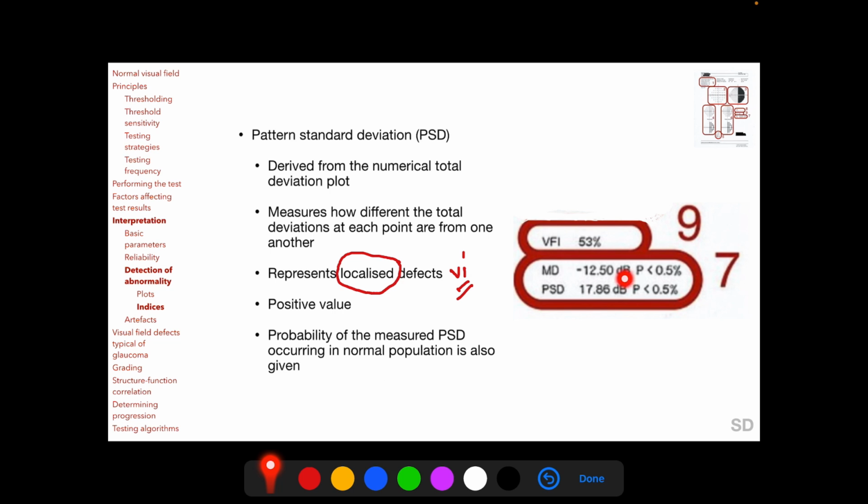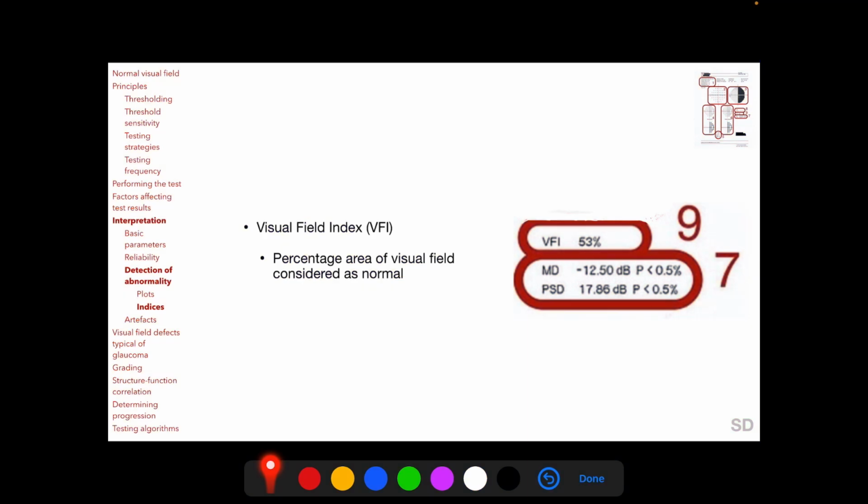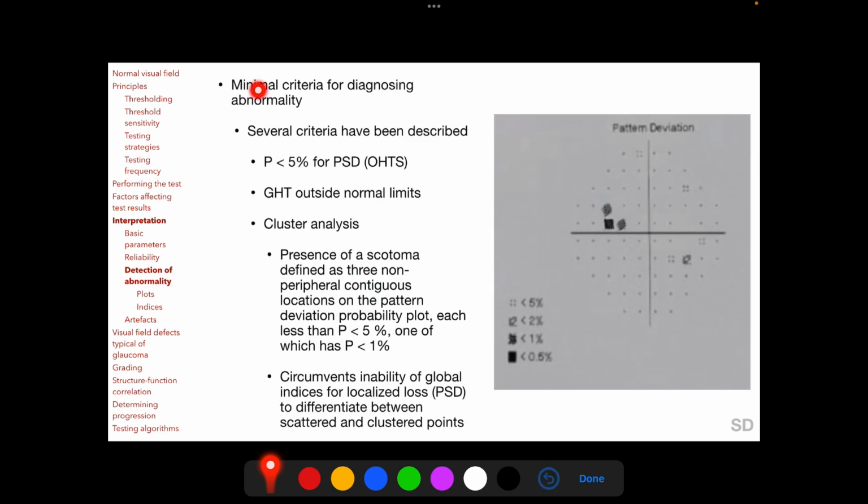We note here that the pattern standard deviation value will be large in case of glaucomatous field defects located within a sector of the visual field, but the pattern standard deviation value will decrease when the glaucomatous field defect affects the entire visual field in very advanced glaucoma, and this is important to remember when interpreting the PSD value. Visual field index is another index given in percentage, and it represents the percentage area of the visual field considered as normal. Minimal criteria for diagnosing abnormality is very important to remember, and several criteria have been described.